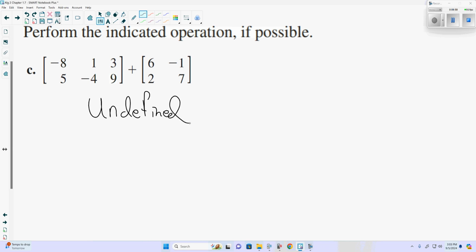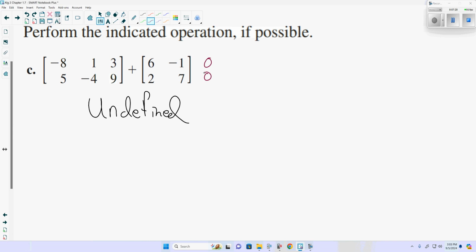Indefinite. Undefined. Because the dimensions are not the same. Now, it would be tempting to want to add 0, 0 in here, but our starting matrix for the second one is a 2 by 2. If we add those, it won't be a 2 by 2 anymore. It'd be a 2 by 3.